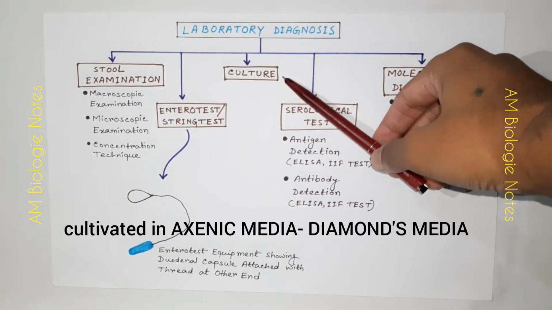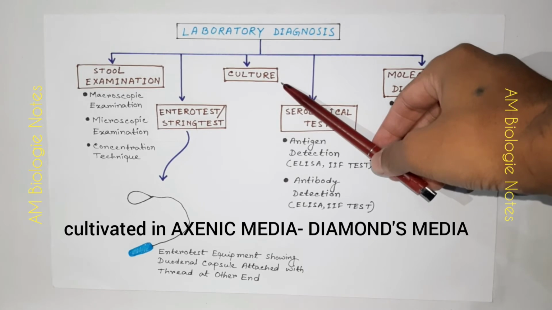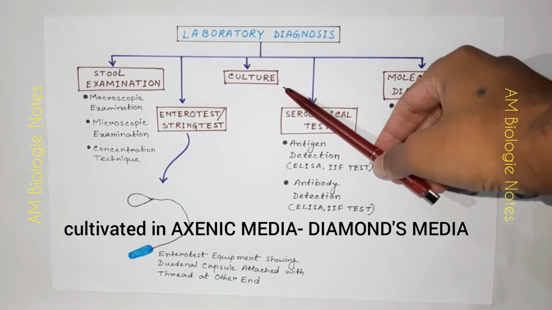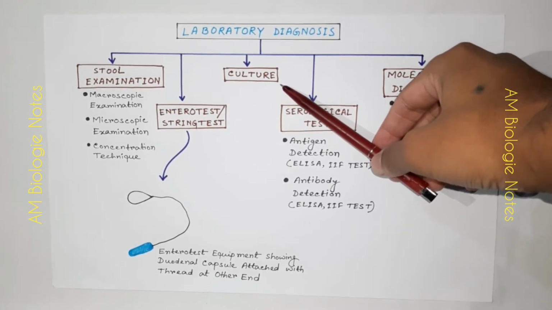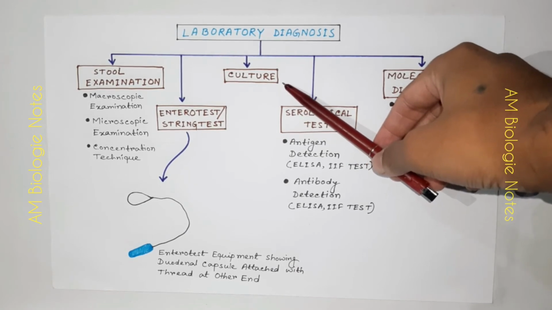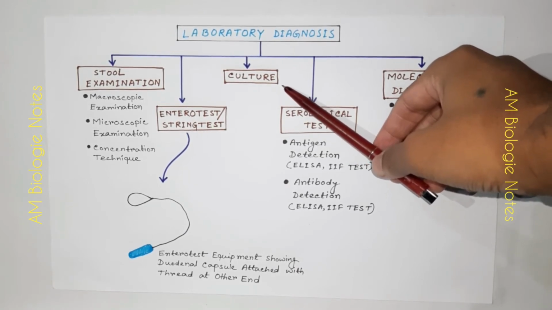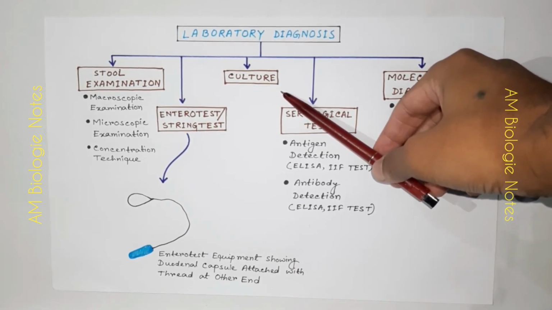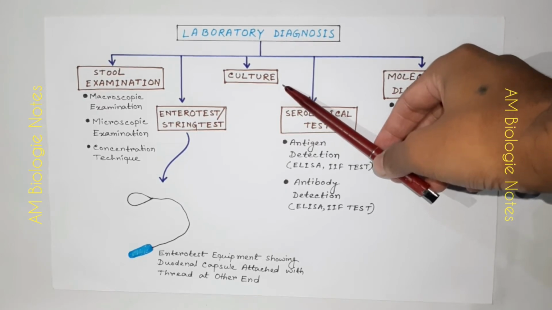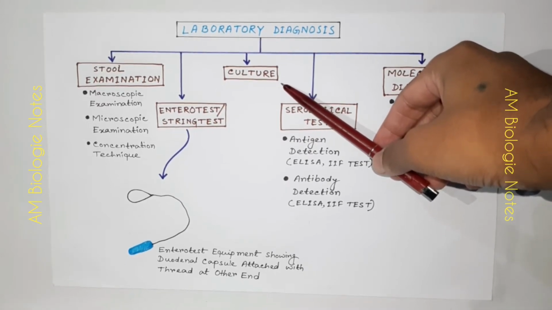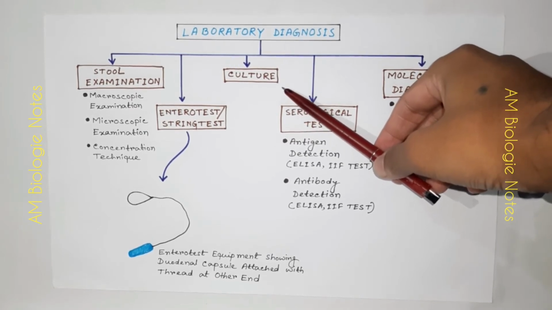Culture. Giardia can be cultivated in axenic media like Diamond's media. Culture is done for research purposes and to prepare the antigens. This method is not routinely used because of the difficulty in isolating Giardia from patient samples.